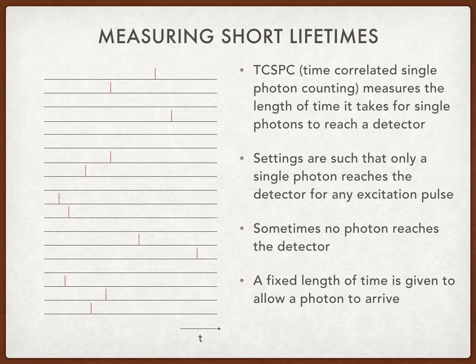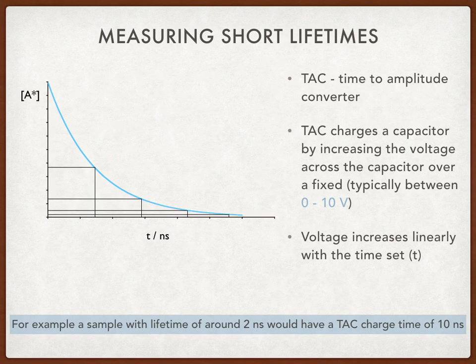So how do we do this? Well, we use this thing called a TAC. I will refer to it as a TAC, but TAC stands for time to amplitude converter. What this is doing is taking the time delay between the excitation and the emission pulse and converting that into an electrical signal. It's actually charging a capacitor, and it charges the capacitor as a linear increase in voltage across the capacitor.